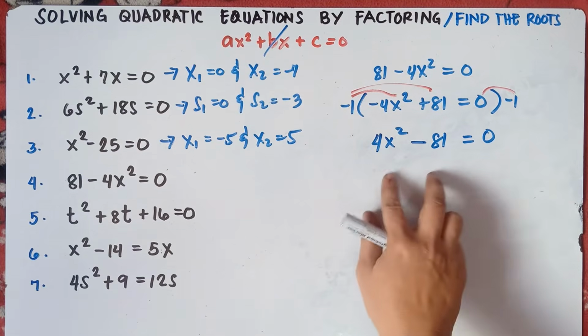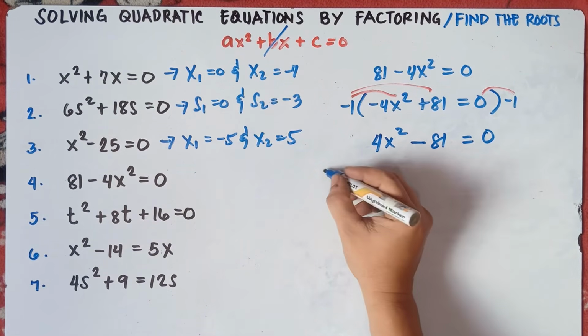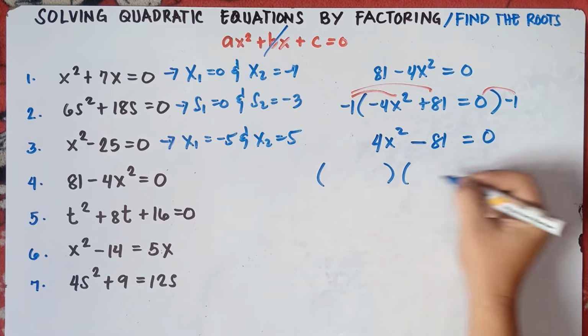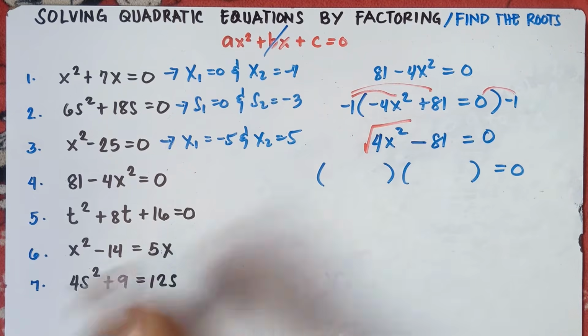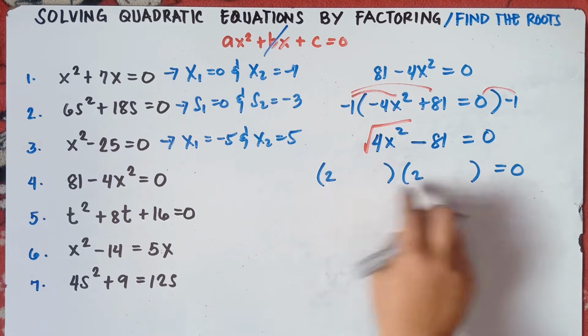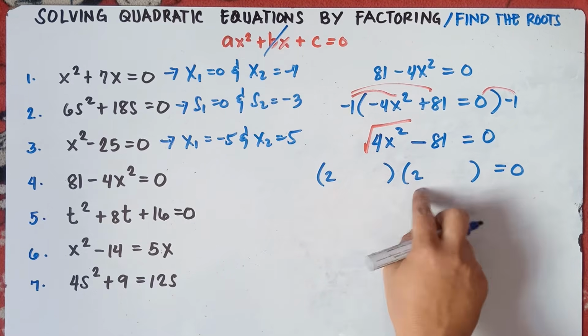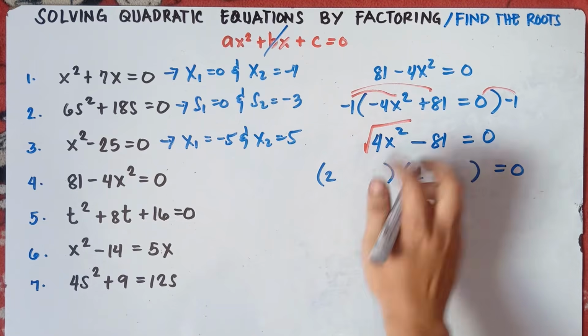So check. We don't have the value of b, so we can now apply the difference of two squares. We put two quantities equal to 0. Get the square root of the first term. The square root of 4 is 2, so we have two 2s, one on the left and one on the right of the quantities. And the square root of x squared is x.